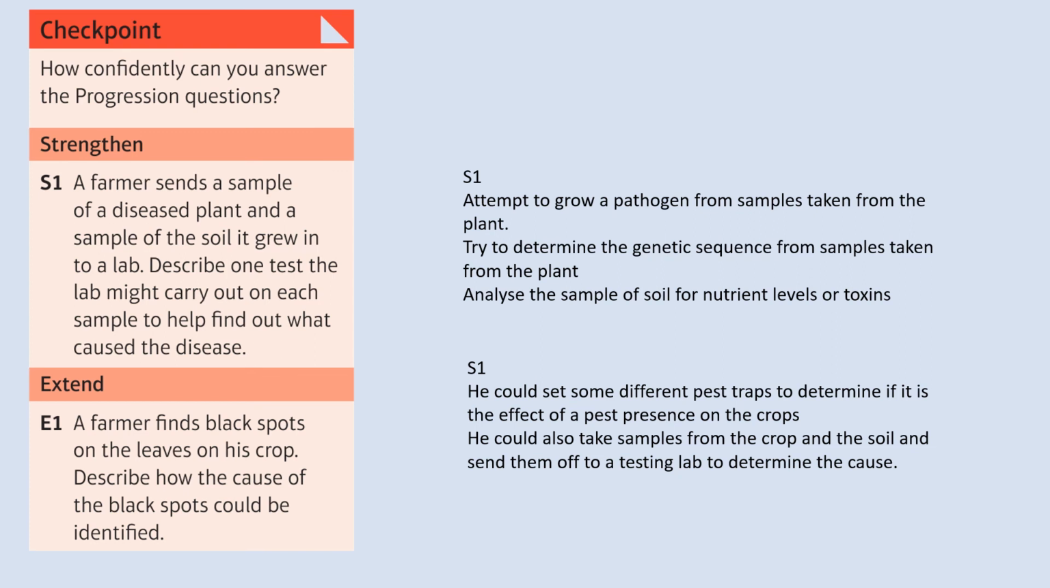So I've accidentally put S1 twice. The first answer: attempt to grow the pathogen in small samples taken from the plant. Try to determine the genetic sequence of the plants or analyze the soil samples for different levels of toxins. So pretty much those three summary points from the last slide. And this one, E1, is very, very similar. He could set some different pest traps to determine if it is effective for pest presence in the crops. So that means he wouldn't have to send off for testing. That'd be a cheaper initial option, although he could then take samples if he couldn't determine the cause that way.